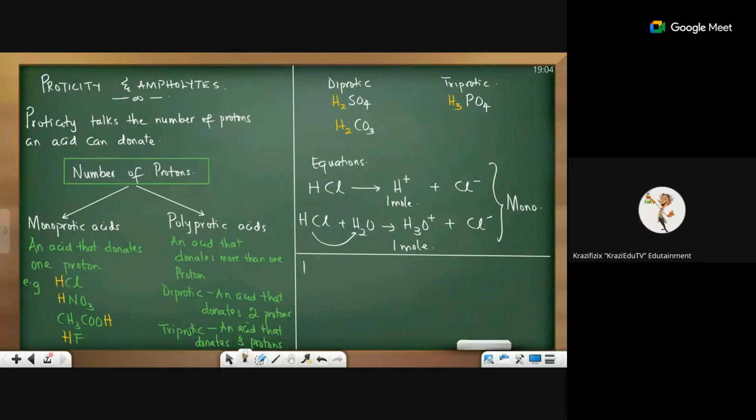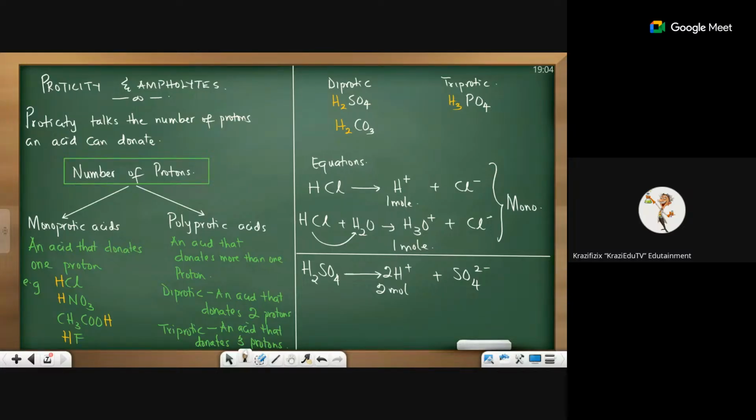Let's look at this. H2SO4. What will this give us? H plus and sulfate. But what did we say? It is not balanced. I have 2 hydrogens on the left. I need to balance it because that's chemistry. So what do I need to put in front of the hydrogen? Lovely. That's where we get our 2 moles from. Hence, making it diprotic. It produces 2 moles.